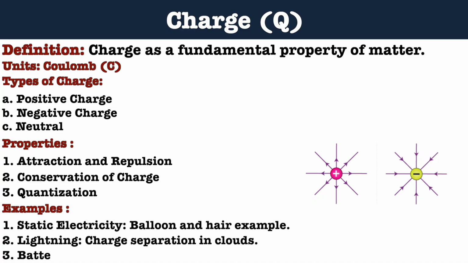When the difference in charge becomes large enough, it can result in a sudden discharge known as lightning. If we talk about batteries, what is a battery? A battery stores charge with a surplus of electrons, which is basically a negative charge, at one terminal and a deficit, that is a positive charge, at the other. This difference in charge creates a voltage that can drive current through a circuit when the battery is connected.